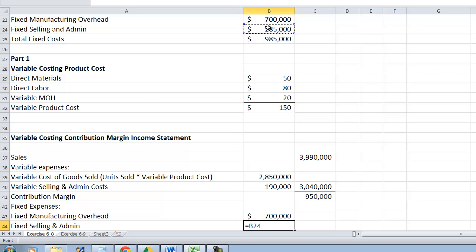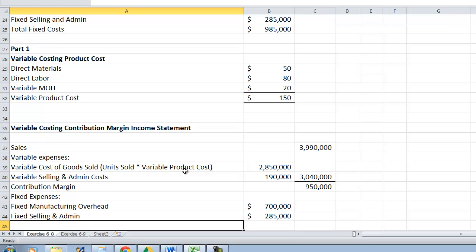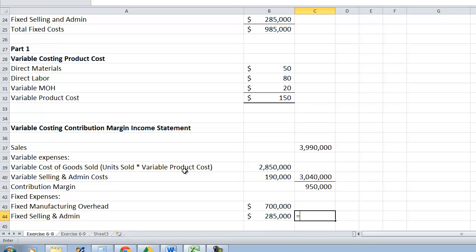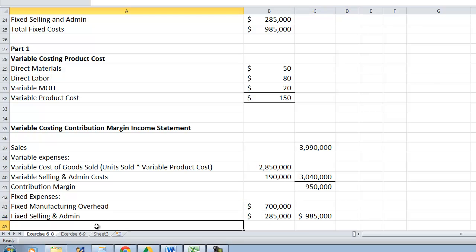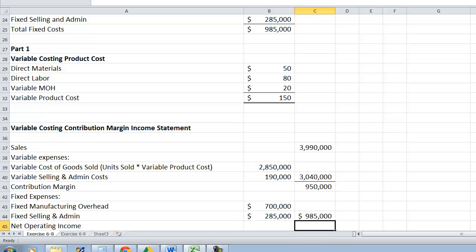So our fixed selling and admin, we're going to total these. This is our total fixed cost. And then it should be net operating income. Contribution margin minus fixed cost equals. We have a negative number here.